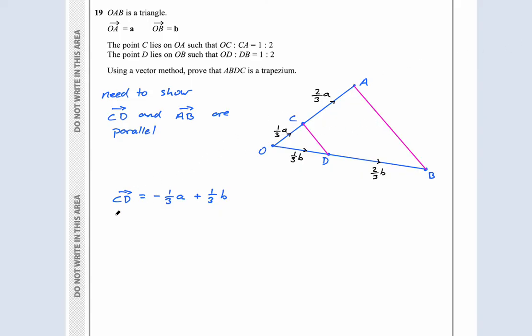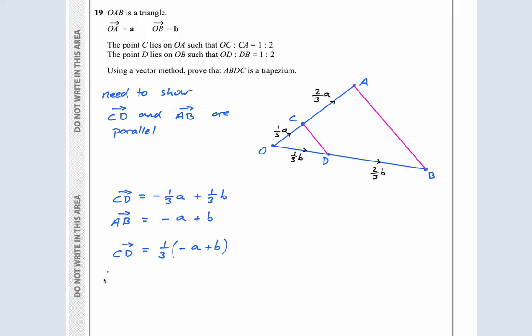Then I'm going to say AB is equal to, well, to get from A to B, I'm just going to go minus A plus B, because all of this is A, so minus A, plus all of this is B. Okay, and this actually works out quite nicely, because I can say CD is equal to 1/3 times minus A plus B. Look, if I take out the third, I get minus A plus B.